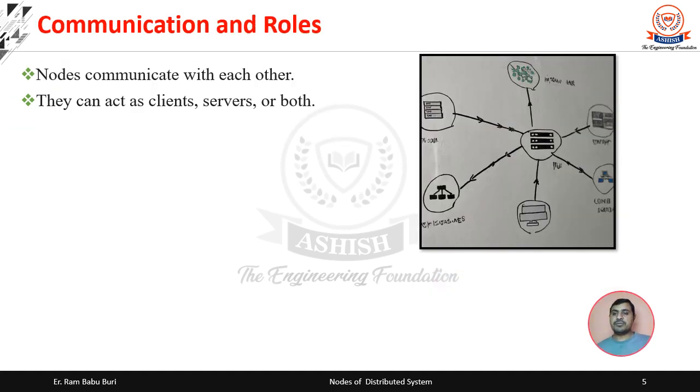Next is communications and roles. Nodes communicate with each other. They can act as a client, server, or both. Nodes collaborate and exchange information to achieve the desired outcome. They can take on different roles, such as requesting information as a client, providing information as a server, or sharing resources equally. It means peer.